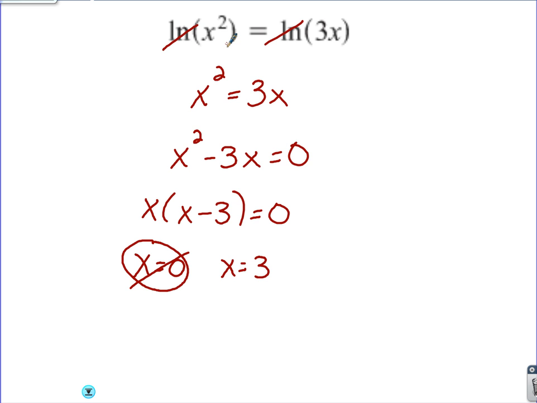The domain of natural logs or domain of any logs is greater than 0. You can take the log of 0.1, but you cannot take the log of 0. So therefore, you dump 0, x equals 3. That's the natural log of 9 equals natural log of 9. That works out. Next problem.